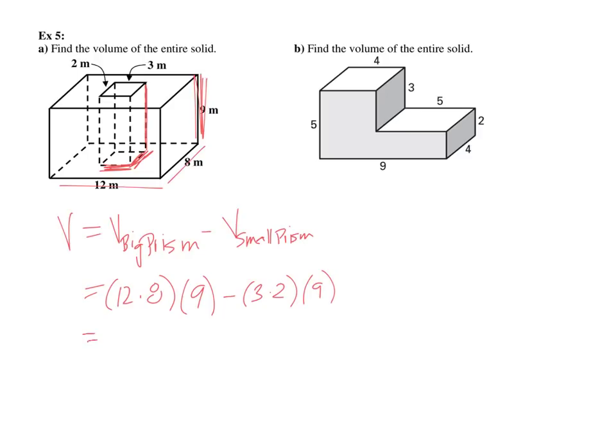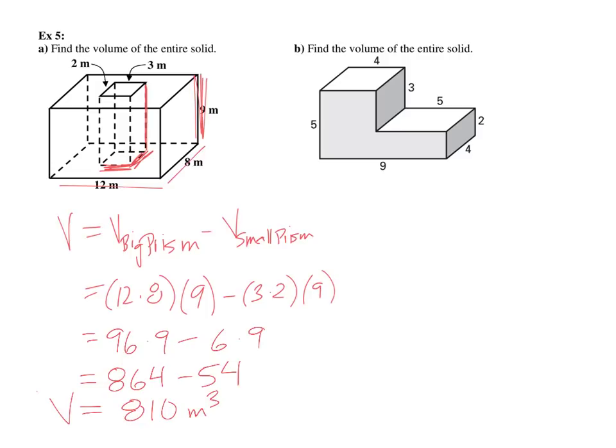So I have 12 times 8, which is 96, times 9. And then I have 6 times 9. 96 times 9 is 864. And then minus 6 times 9, which is 54. So I end up with 810. So the volume is 810 meters cubed. Done with that.